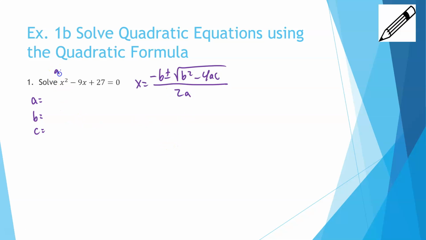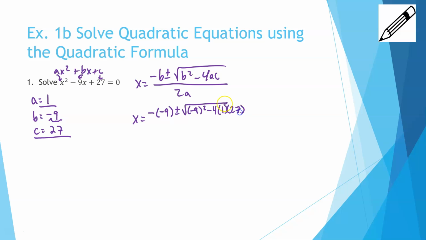And then I go back and I identify my a, b's, and c's. ax squared plus bx plus c. The a is in front of the x squared. There's no number, so it's a 1. The b is in front of the x. It's a -9, and the c is the last number, 27. Okay, so as I look at this, x is equal to negative my b, which is -9, plus or minus square root, b again is -9, put it in parentheses, squared, minus 4 times a, which was 1, times c, which is 27. All of that is under the radical, all over 2 times a, which we said was 1.